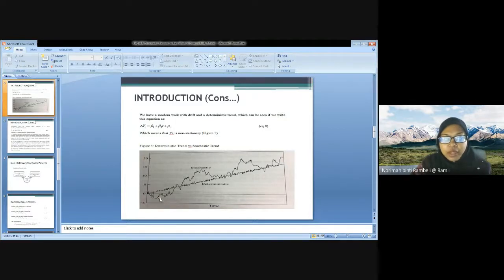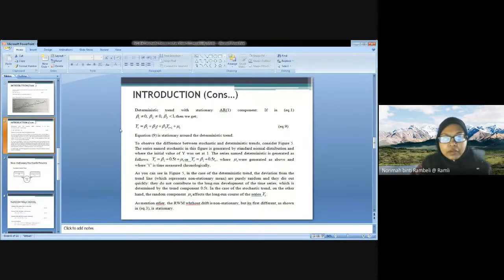If you look at the stochastic process, the graph is volatile and not calm. The graph for the stochastic process is volatile, fluctuating, and not calm. However, the deterministic trend is calm and less volatile, less fluctuating. Please take note of these two characteristics. And let's continue.